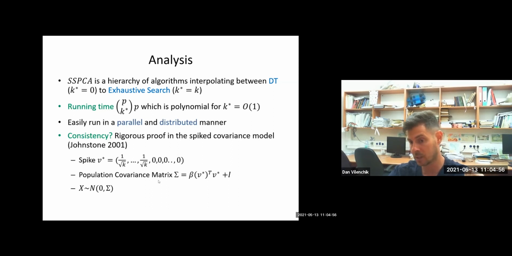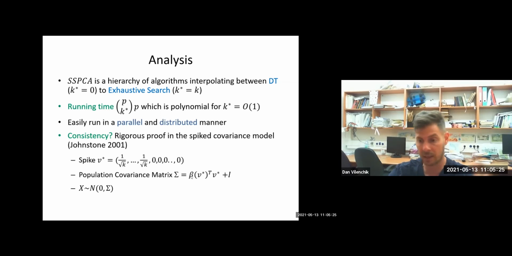What do we mean by noise? That's the population covariance matrix, the latent sigma that we don't know. We have the identity, which is just the Wishart distribution, or white Gaussian noise, and we have a rank 1 perturbation of this identity matrix. So that's a rank 1 matrix, V star V star transpose, and beta and k together control the signal.